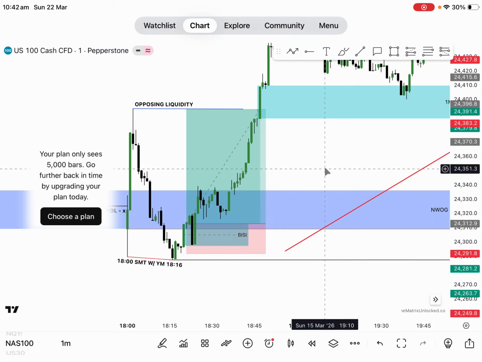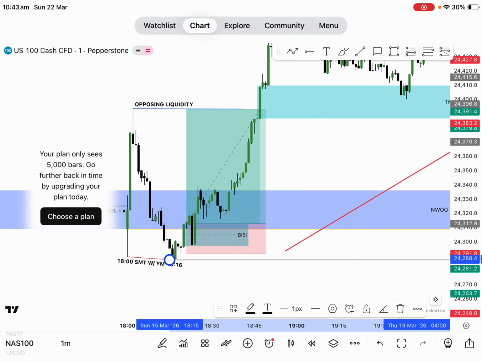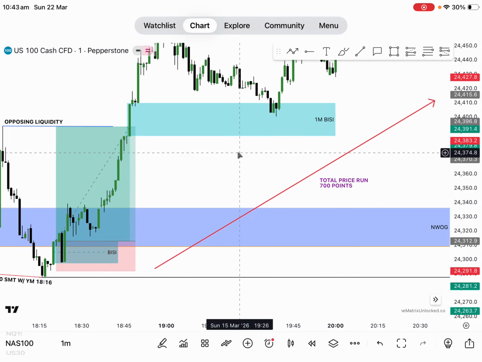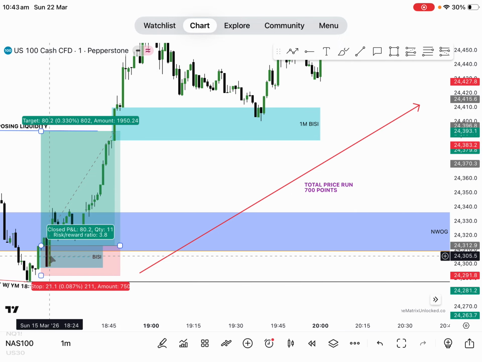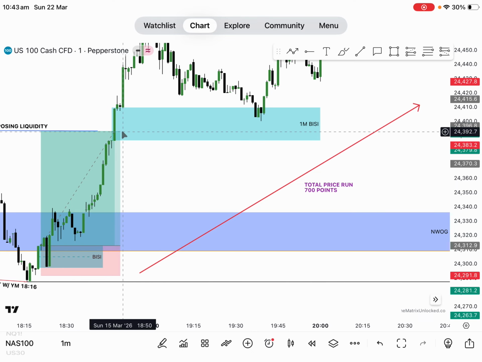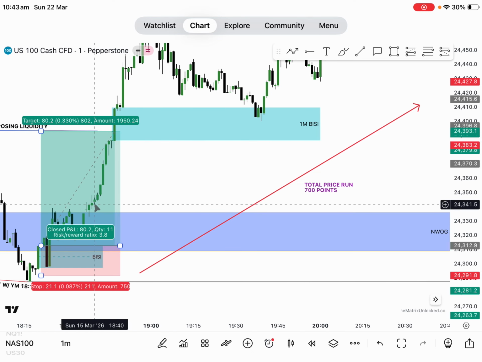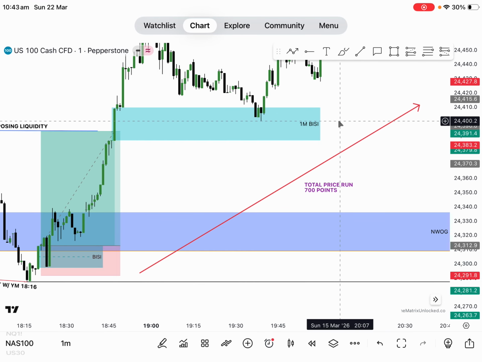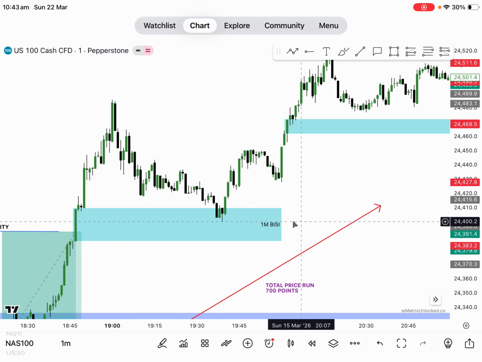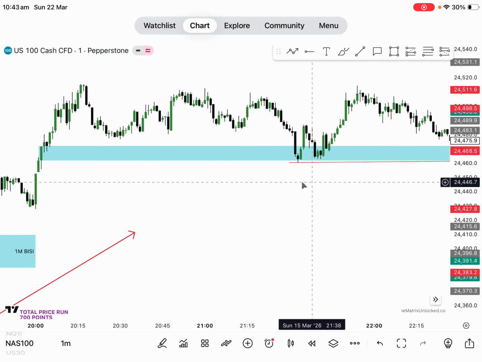But look what I'm going to show you now. It's beautiful. This total price run was 700 points, guys. If you held on to the trades or put a runner through, put one contract through and let it run, you would have ran 700 plus points. So look, it's respecting the 1 minute BC. That's trade number 1, guys, by the way.